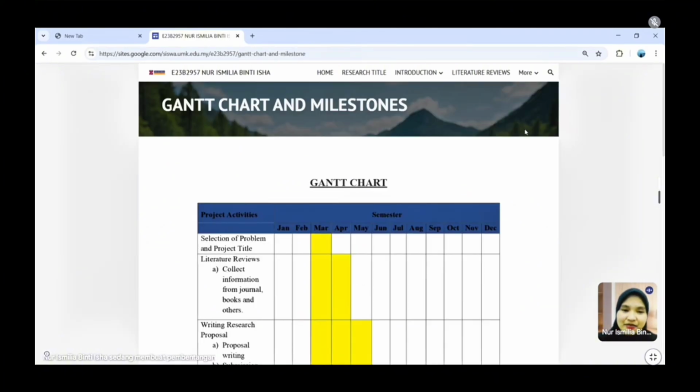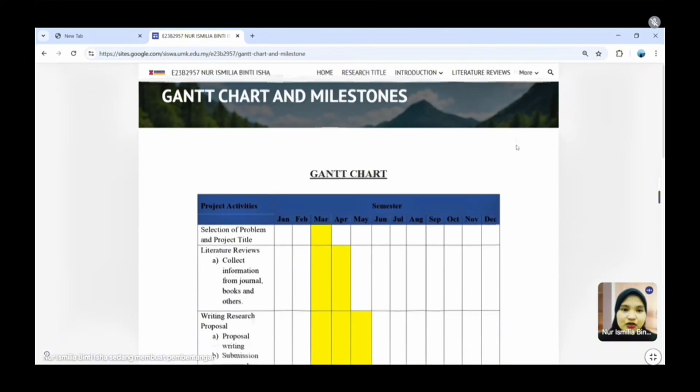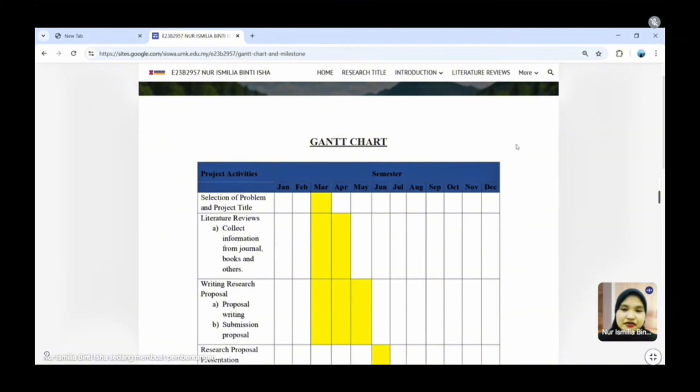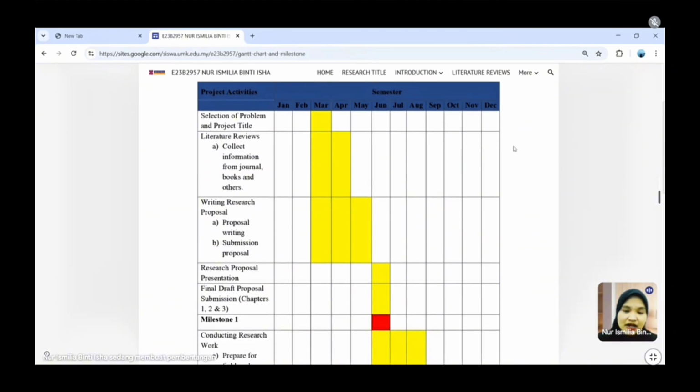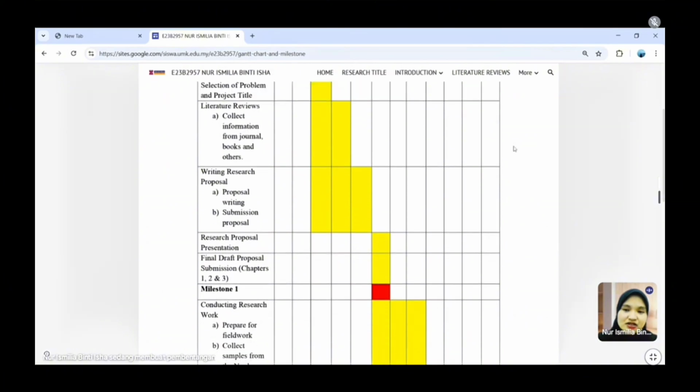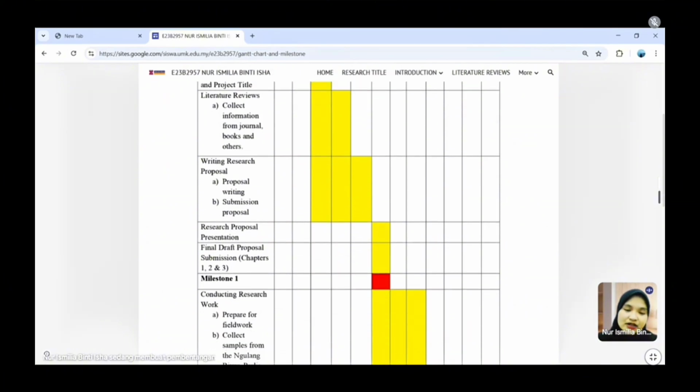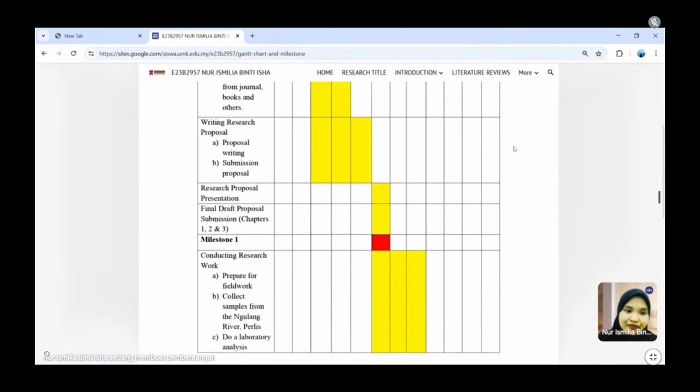Here is the project timeline and budget. This project started in January with problem and topic selection, followed by literature review throughout February. Research proposal writing began from February to May with submission in May. Proposal submission is this month, June, marking milestone 1 with submission of the final draft of chapters 1, 2 and 3.